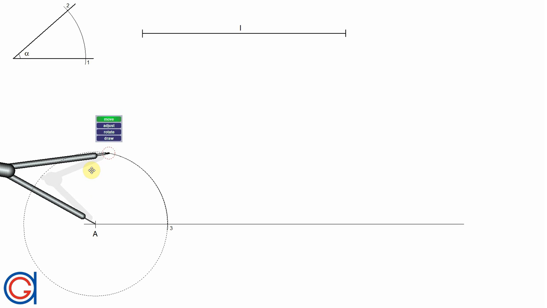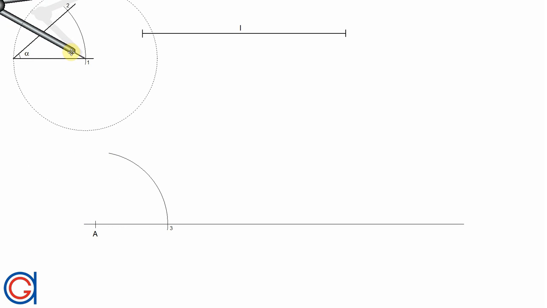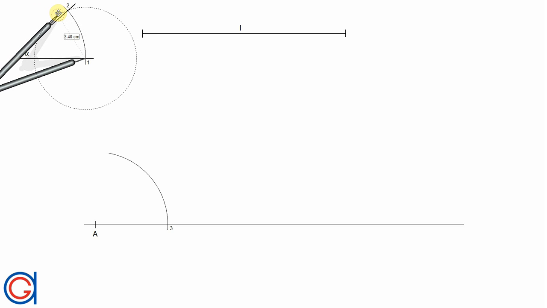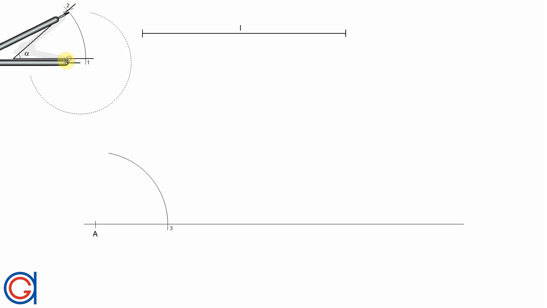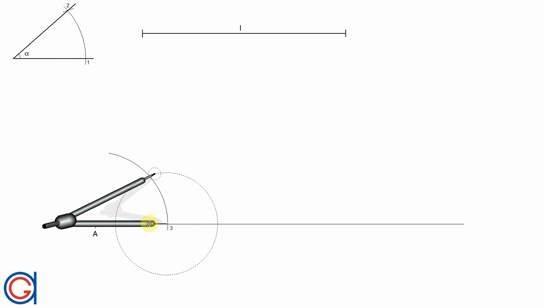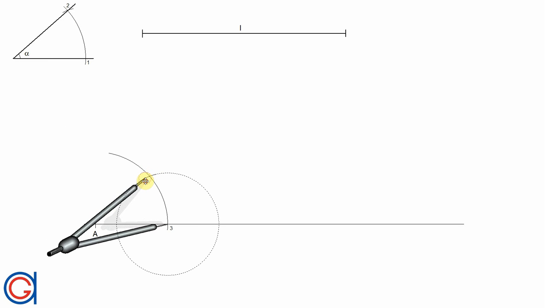So now, setting the compass on point 1 of the given angle and setting the radius to the length 1, 2, we are going to transport this distance onto the previously drawn arc. So, setting the compass on point 3, we scribe an arc to the left until it cuts our previously drawn arc at a new point, which we will call point 4.